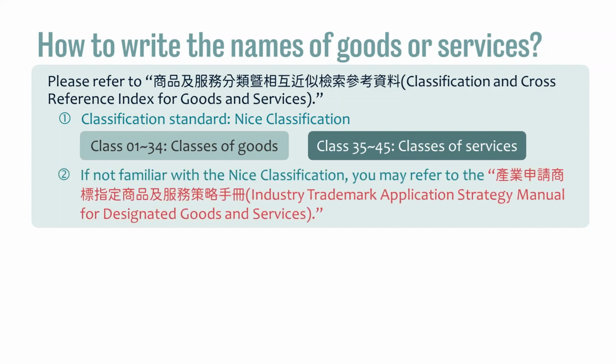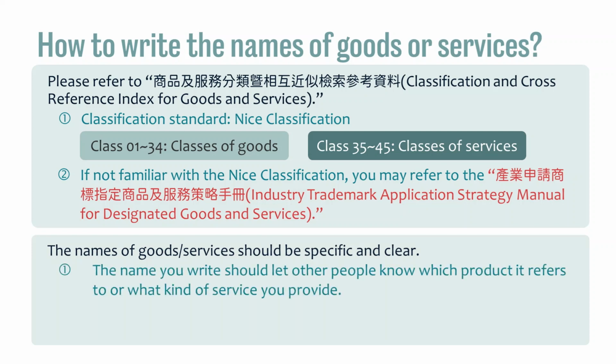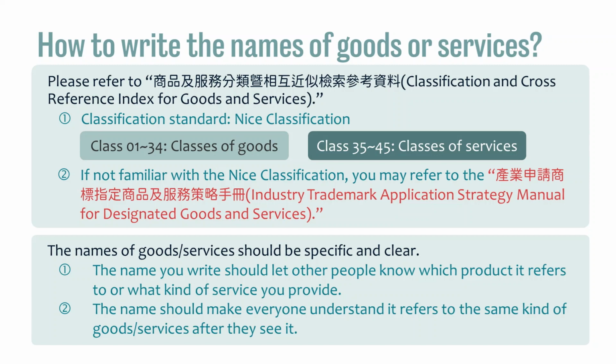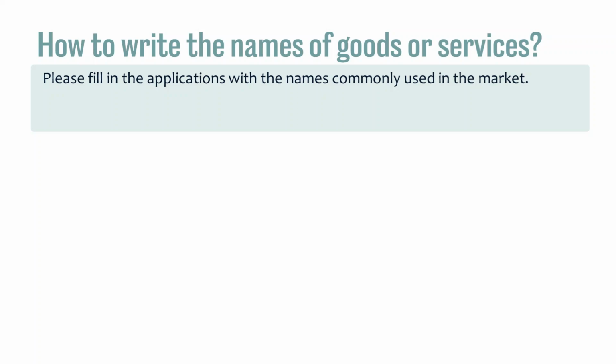If you are not familiar with the NIS classification, you may refer to the Industry Trademark Application Strategy Manual for designated goods and services. Please note that the names of goods and services should be specific and clear. What you write should let other people know which product it refers to, or what kind of service you provide. And the name should make everyone understand it refers to the same kind of goods or services after they see it. In addition, please fill in the applications with the names commonly used in the market.